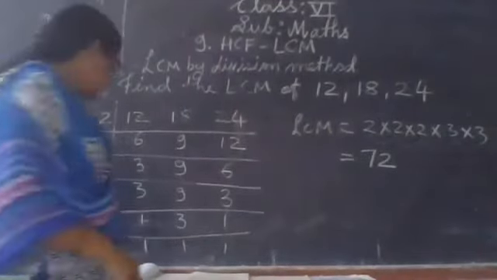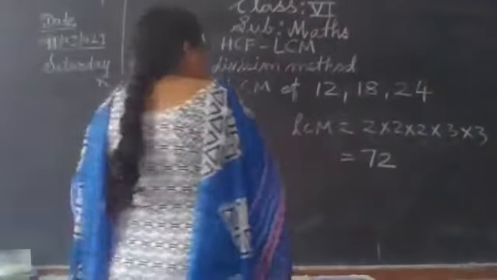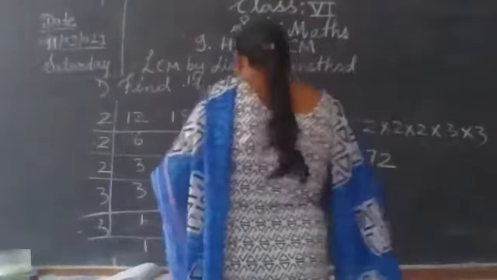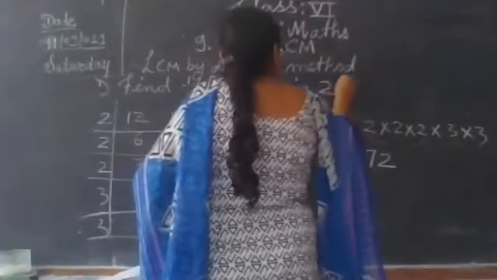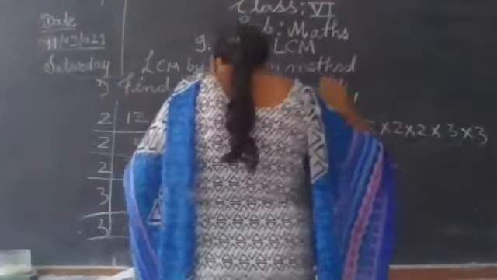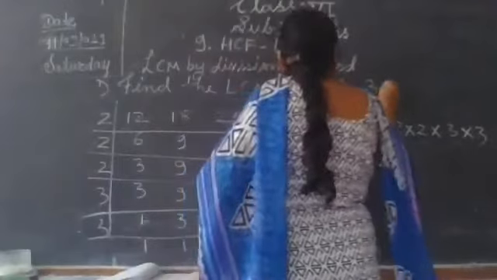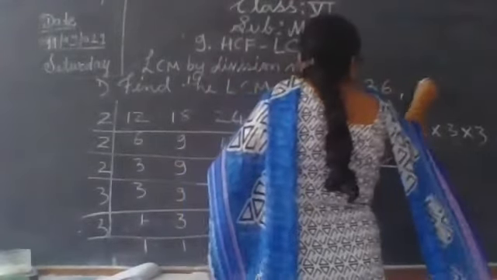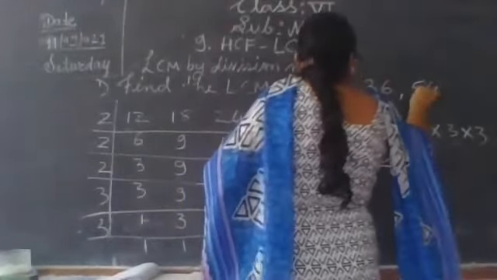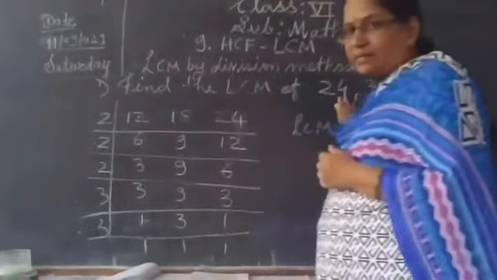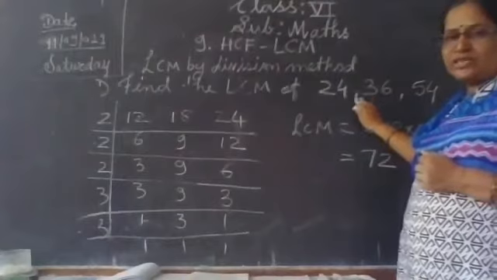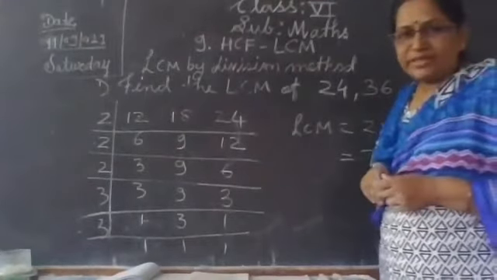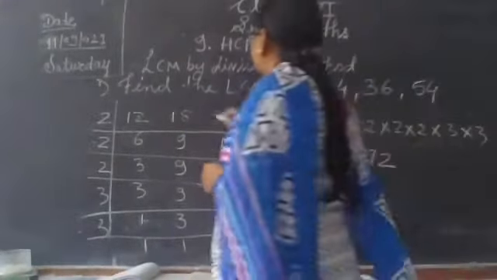Okay, so let's try one more example. So here I am taking 24, 36, and 54. So we have seen this example in the prime factorization method. Now let us solve this example by the common division method.